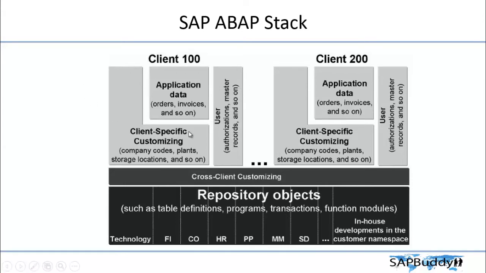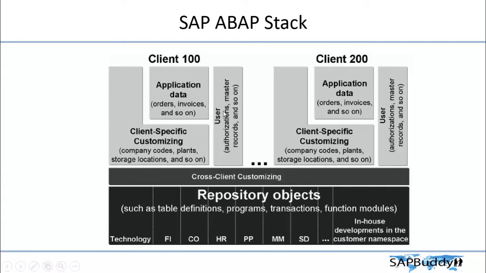The application data, for example the service orders or the sales orders or the invoices, whatever you are creating from one specific client will be available only in that specific client. This cannot be accessed by the user from another client by any kind of authorization you give.